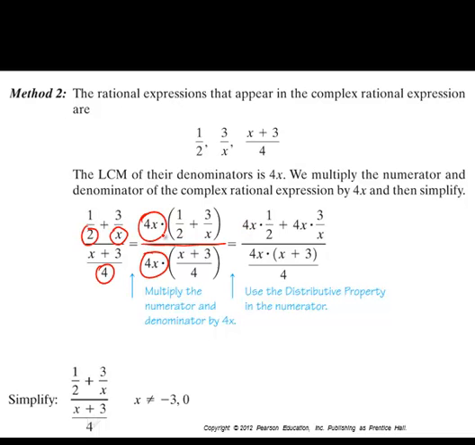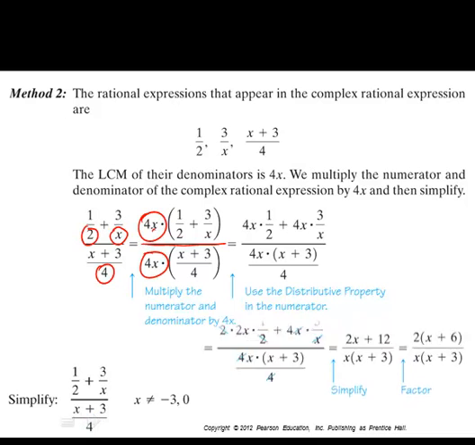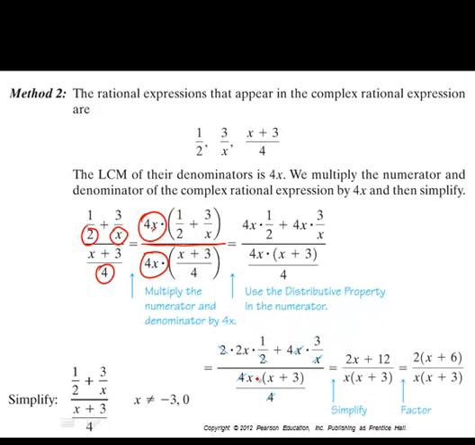And when you do that, you multiply 4x times the entire numerator of the big fraction. You have 4x times 1/2, giving you what? Giving you 2x, because 2's will cancel. Also, you have 4x times 3 over x, right? That's what you did when you used the distributive property in the numerator there. So the x's will cancel, leaving you with 4 times 3 is 12. So the numerator now becomes 2x plus 12.